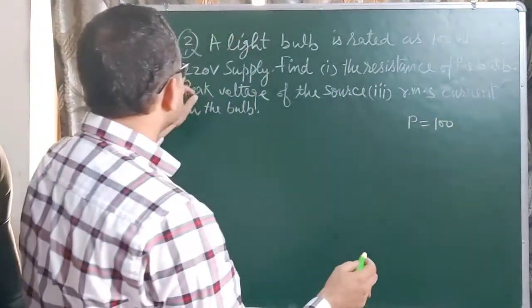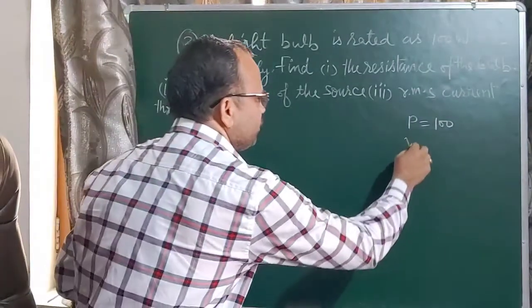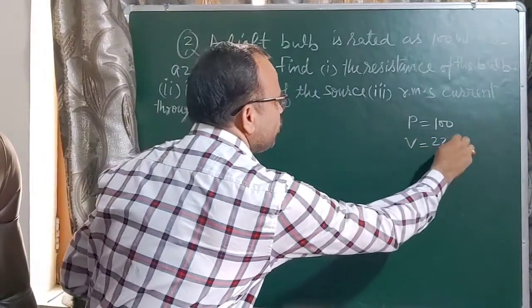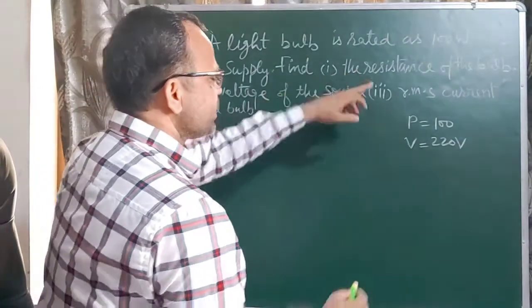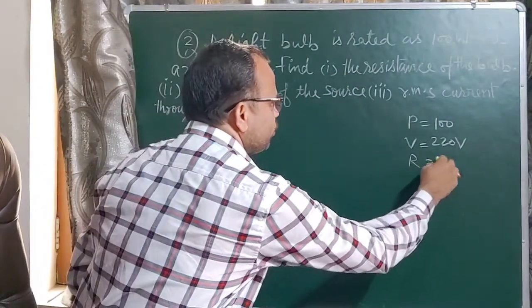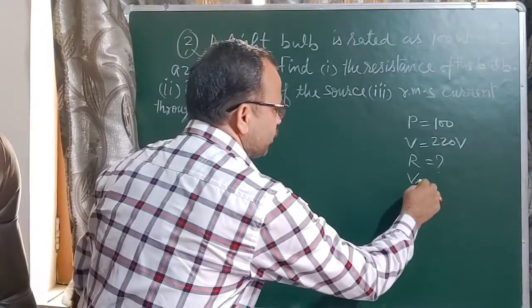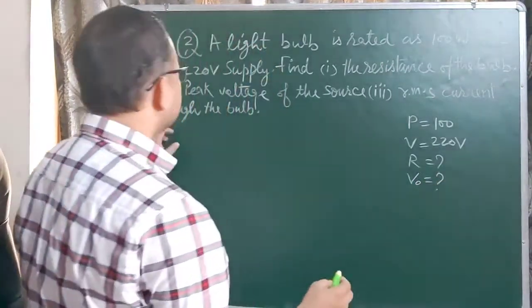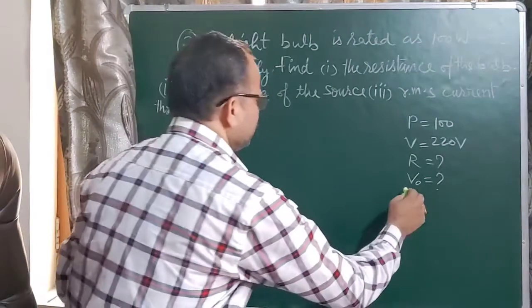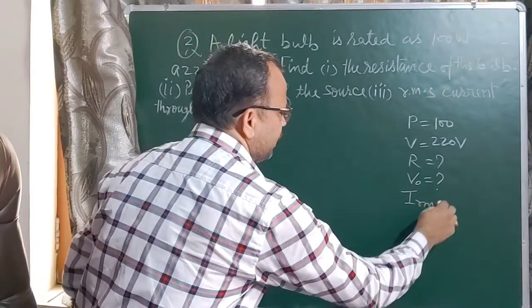Another important problem: a light bulb is rated as 100 watt, meaning P equal to 100 watt, for a 220 volt supply, meaning V equal to 220 volt. Find the resistance of the bulb, meaning R equal to question mark. Second, the peak voltage of the source, meaning we have to calculate the value of V naught. And third, the RMS current to the bulb, meaning IRMS.